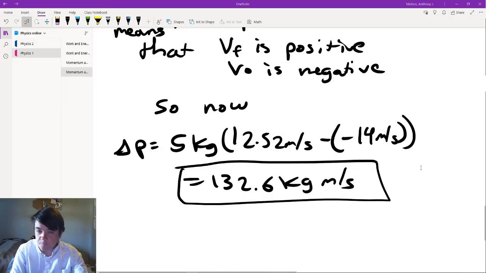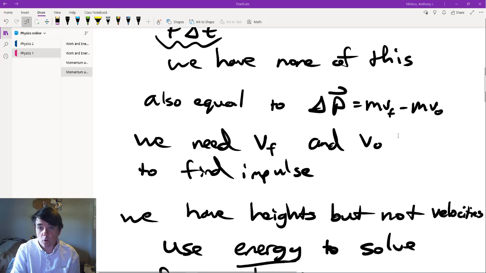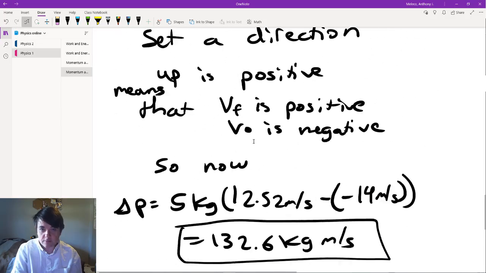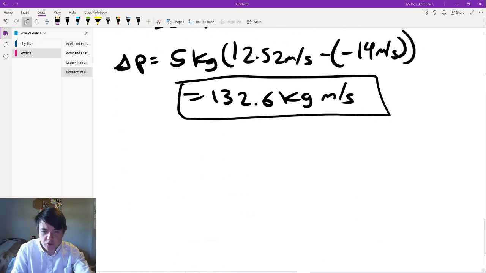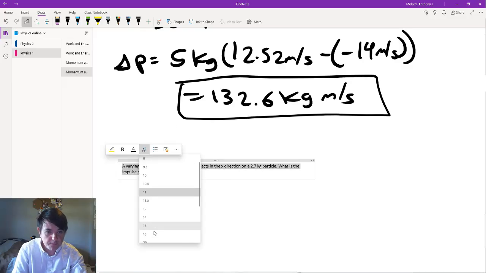So that's that problem. The main trick here is when you're doing impulse, you either need to be given force or time, or you need to be given the change in momentum somehow, which is kind of tricky in this problem because we didn't know about the velocities. But you could use energy because you had potential energy here and here to get those velocities. So kind of tricky, not too bad. Certainly more challenging than the first one.